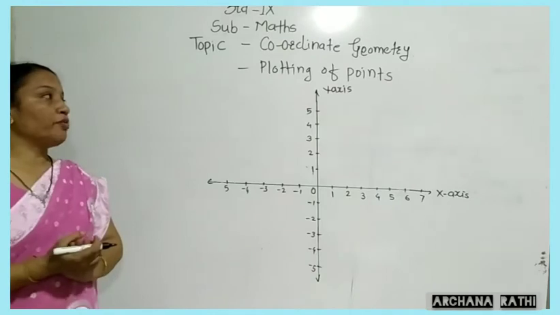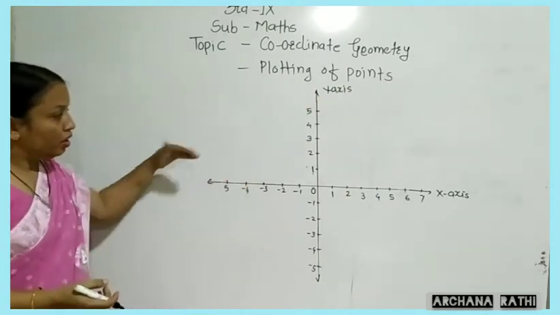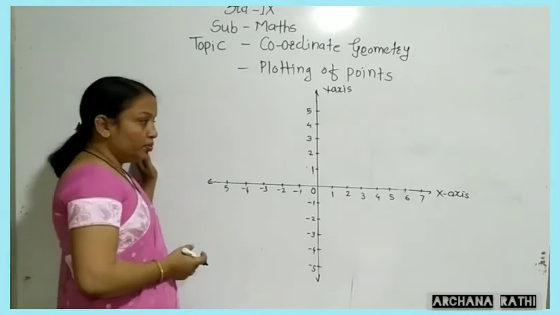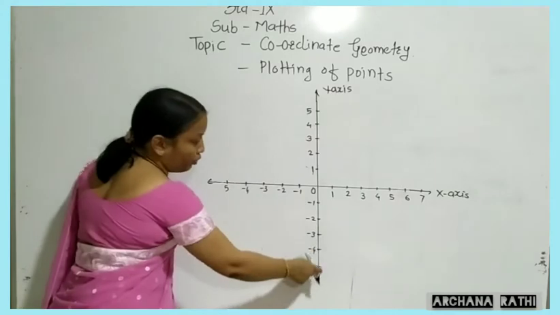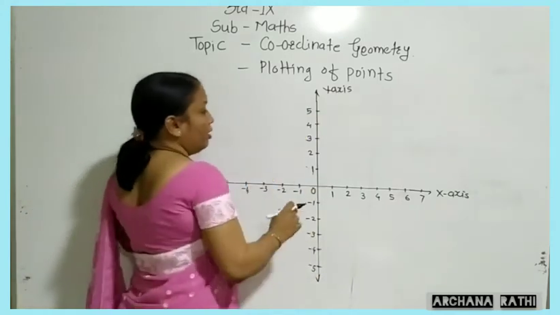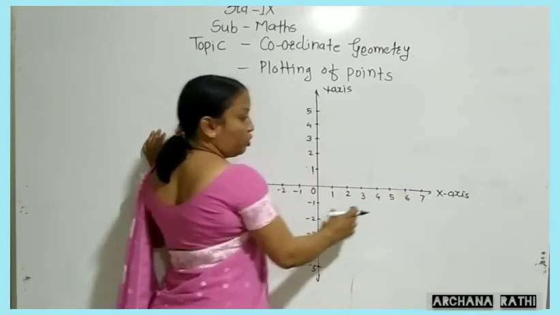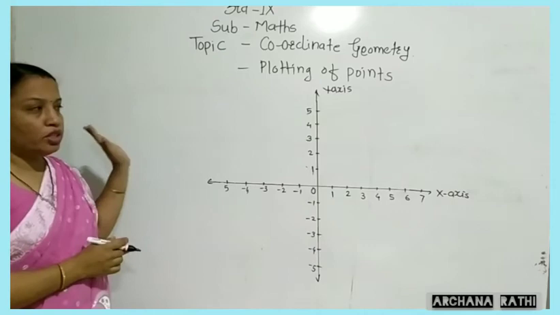Now let us see some examples of plotting points in the Cartesian plane. Here I have drawn the Cartesian plane. Properly, you should draw it like this. On the left hand side only you should write the numbers like this. The distance between the 2 points should be the same if you are drawing in the notebook. Otherwise, on graph paper it is already given.